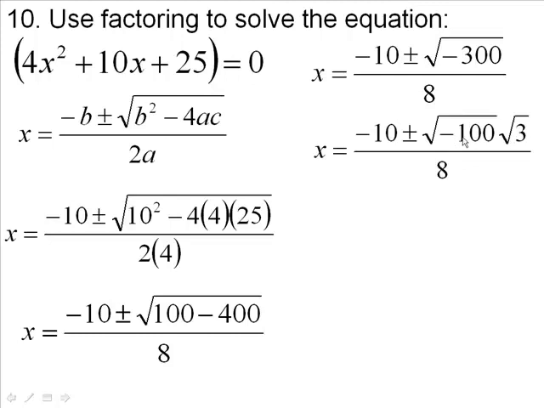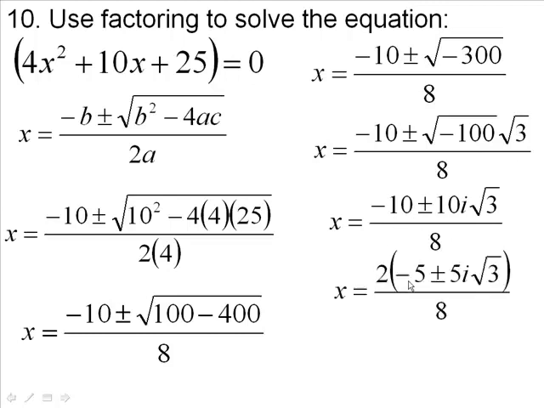This is going to be a 10i right here. That's why we wrote it as 100. 10i. The 3 stays inside the radical. Then we can divide this, this, and this by 2. We can factor a 2 out, in other words, and cancel it with the 8. So you end up with negative 5 plus or minus 5i square root of 3 over 4.